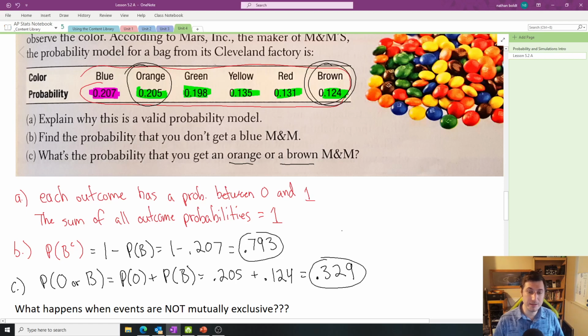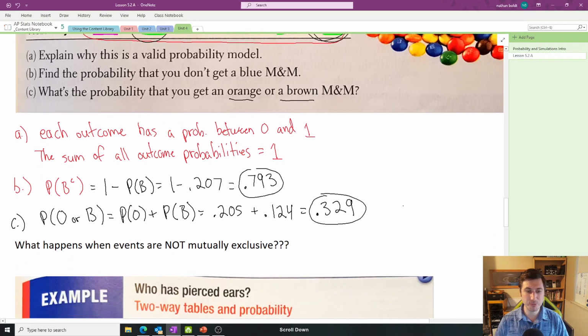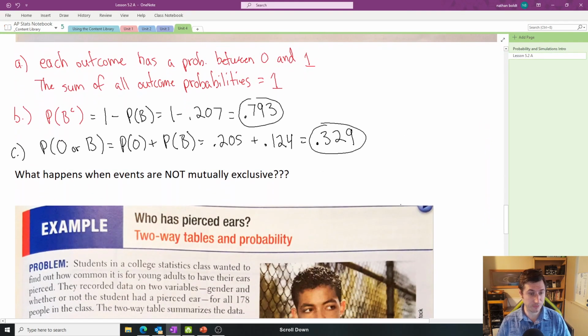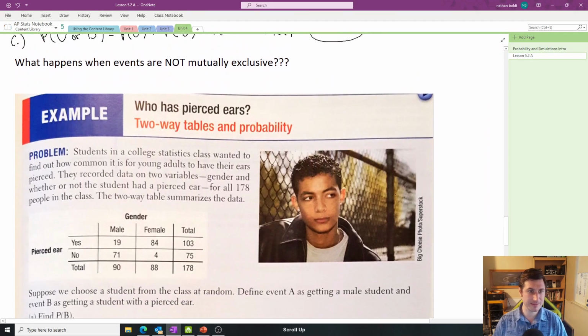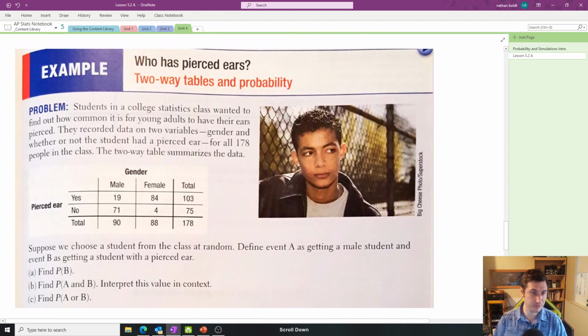So one more idea there of mutually exclusive. When you pick an M&M out of the bag, it has to be one color. It cannot be two colors at once because the colors are mutually exclusive. Okay, nice and simple there. And sadly, you can only use the simple rule for a mutually exclusive event. So what happens when they are not mutually exclusive? So here is an example where we have some events that are not mutually exclusive.